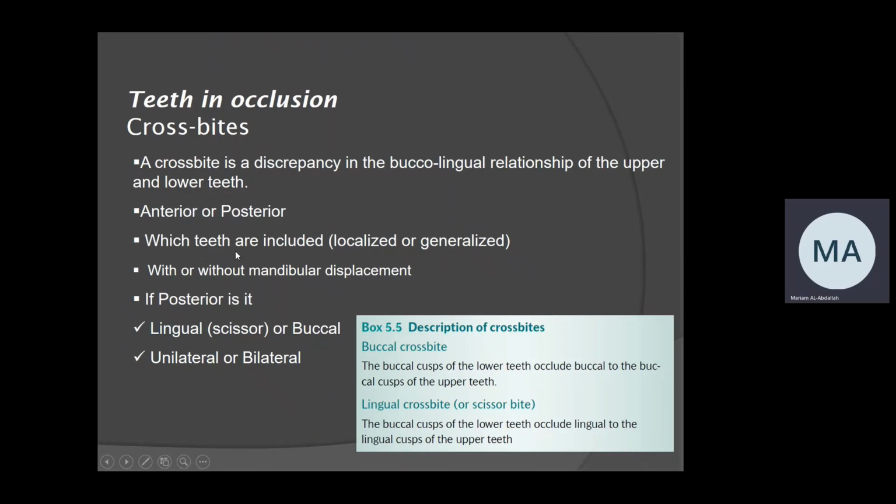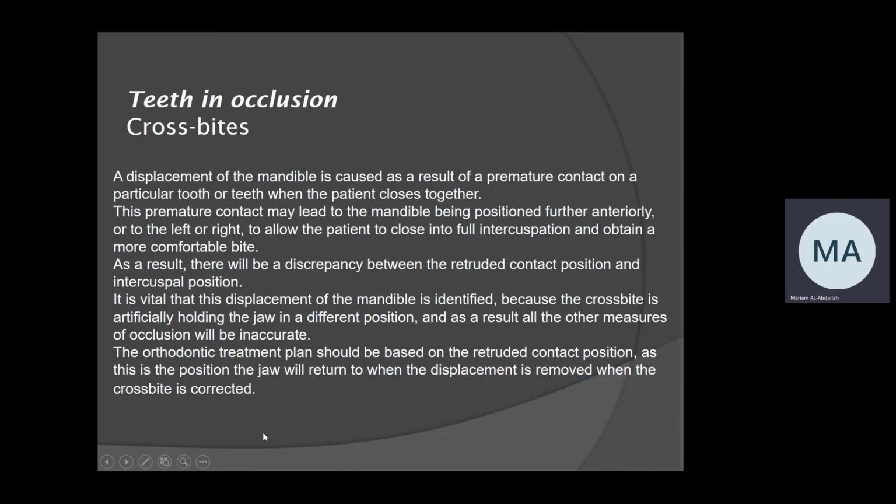Which teeth are included in this crossbite? Is it a localized crossbite, or is it a generalized crossbite? Most importantly, is it with or without mandibular displacement? And if it's in the posterior segment, is it lingual crossbite, or is it buccal crossbite? Is it unilateral or bilateral crossbite? So all these are things that we need to use to classify and to describe the crossbite, okay? And this table will tell you the difference between the buccal crossbite and the lingual crossbite.